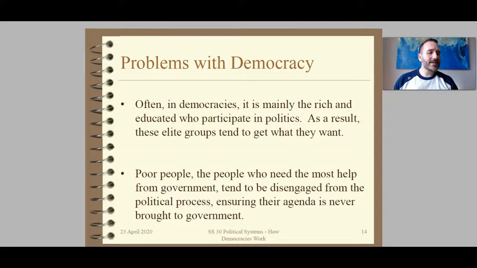All right, next problem with democracy. It says often in democracies, it's mainly the rich and educated who participate in politics. As a result, this elite group tend to get what they want. They also have the ability to lobby government to get what they want. We'll talk about that more in the next one. And then lastly, guys, poor people, the people who most need help from government, tend to be disengaged from the political process. And that is an absolute shame, because issues of poverty need to be priority for government. Yet when people who can't vote or don't vote, whether it's because of economic reasons, job reasons, whatever it happens to be, when their will is not cast, then government just doesn't care about what the needs of that particular group in society is.